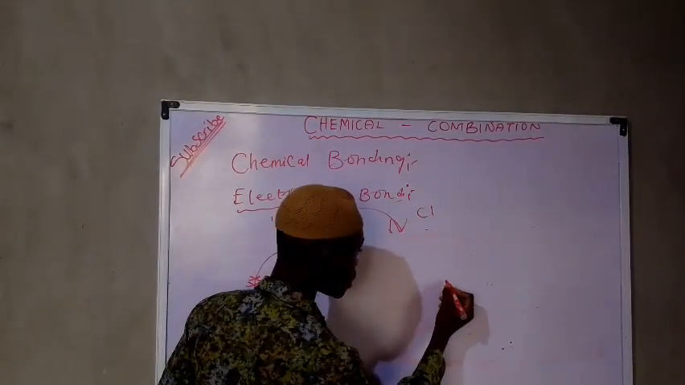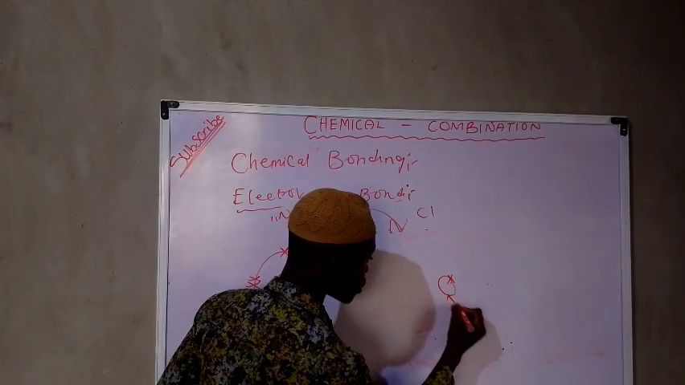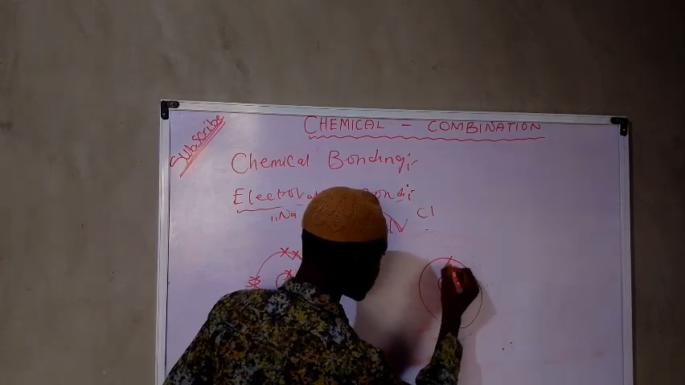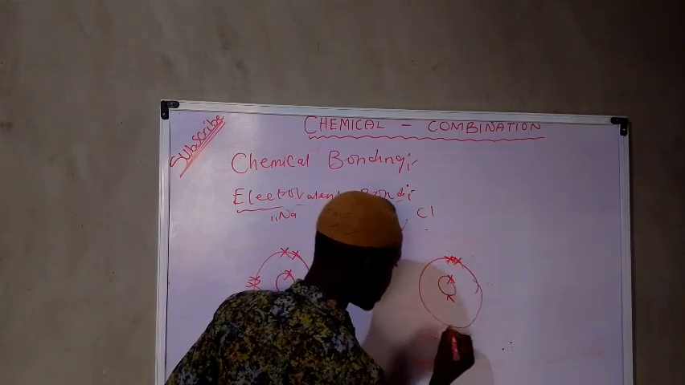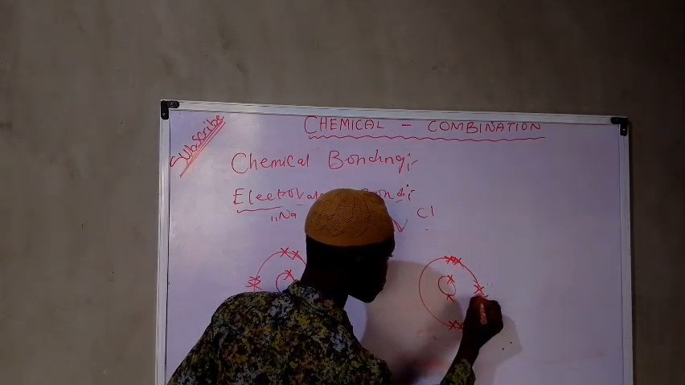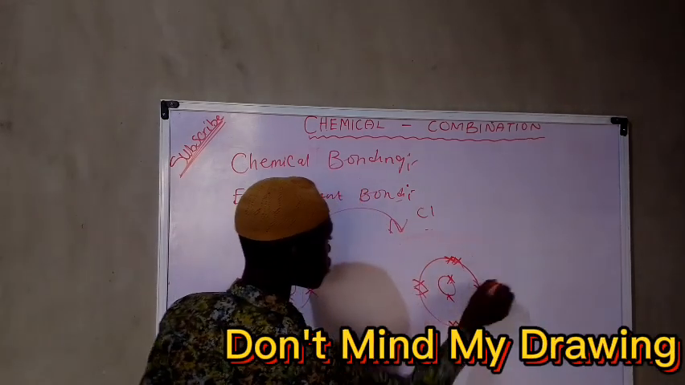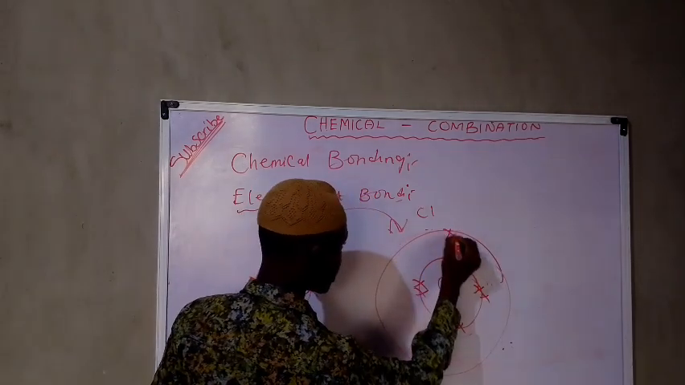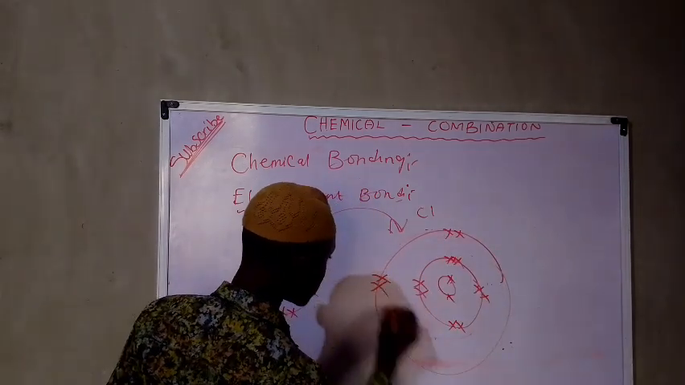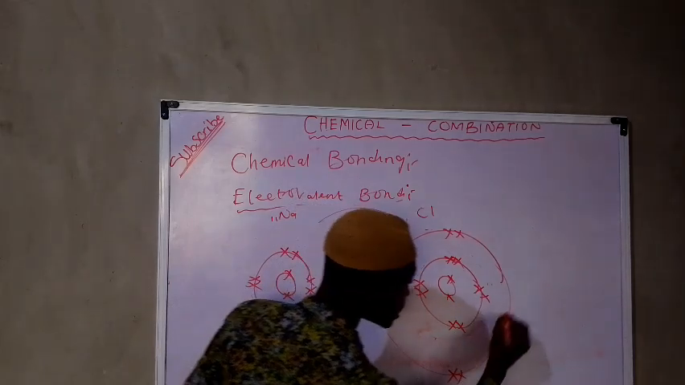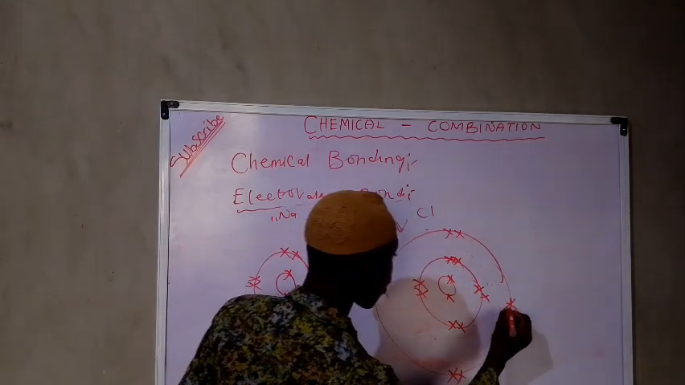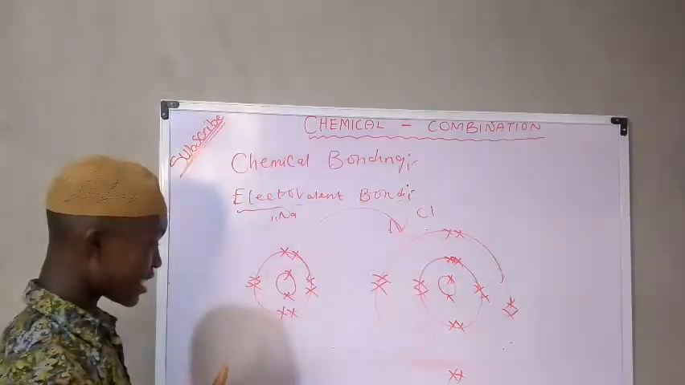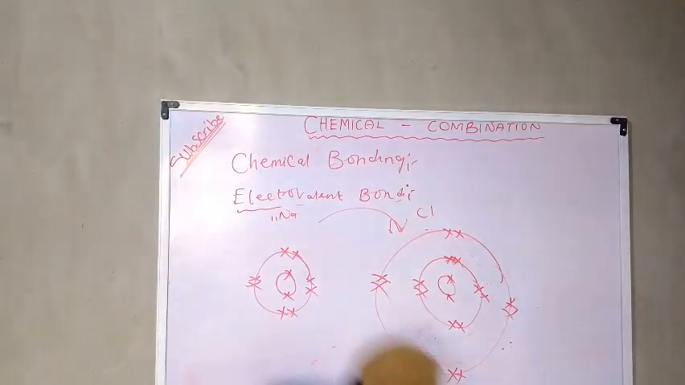Now for chlorine, it is going to give you 2 electrons in the innermost shell, plus 8 electrons in the next shell, plus another 8 electrons in the outermost shell. You can see it has attained a stable configuration. That should be noted.